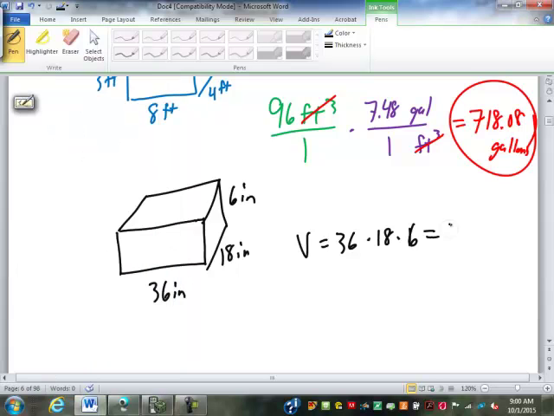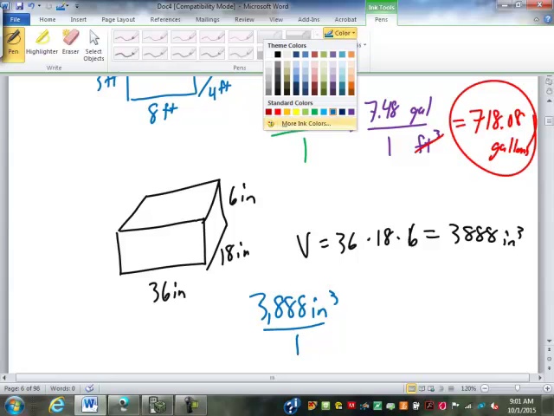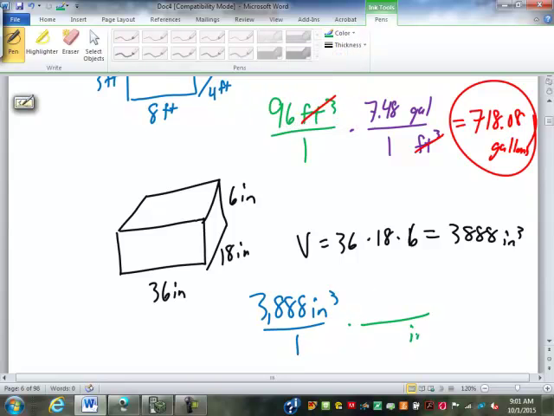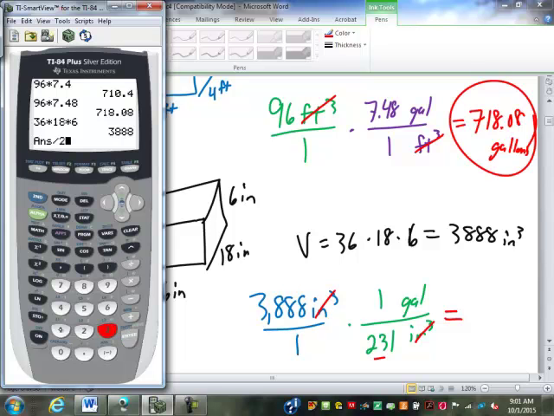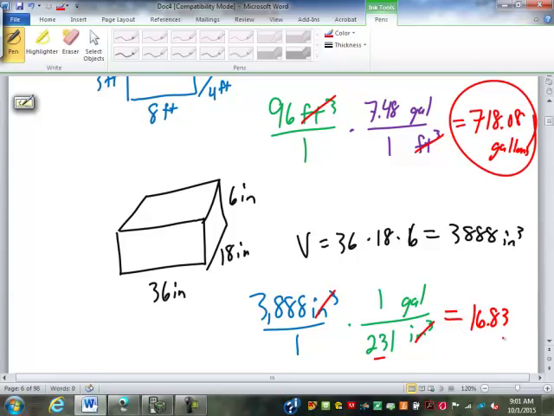Or 3,888 cubic inches. To convert that into gallons, put it over 1. So cubic inches have to go on bottom so they cancel out. Gallons on top. 1 gallon's 231 cubic inches. That tells us cubic inches cancel. We're dividing by 231, giving us 16.83 gallons in that tank. That's actually a pretty standard car tank.